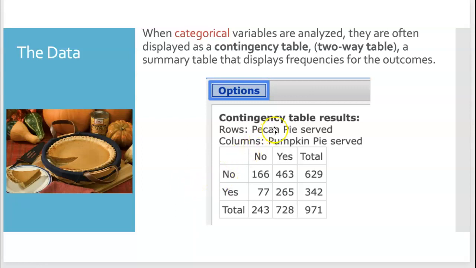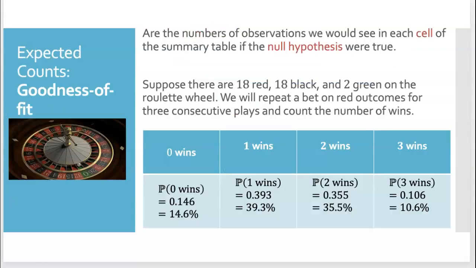Here our variable is pumpkin pie, yes or no, and the other variable is pecan pie, yes or no. What we want to know is whether these two variables are independent. Maybe, given that I'm in a house that doesn't have pecan pie, how likely is it that they also don't have pumpkin pie? Or are these outcomes completely independent? Meaning when I walk into a house and there's no pumpkin pie, it's still the same chance of me getting the pecan pie, right?